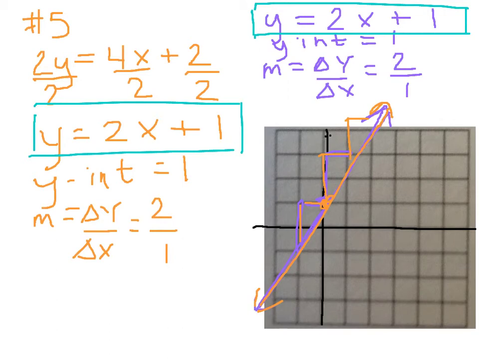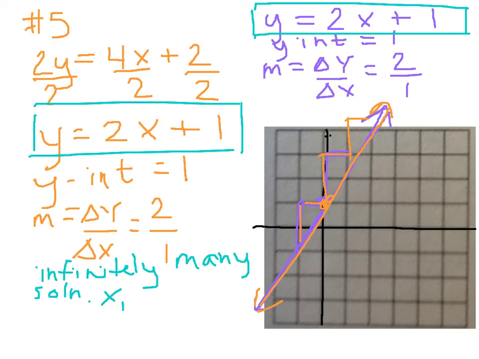So in this one here, the answer is infinitely many solutions. It's always a little bit of a struggle for me to spell that word. And I say that it is every xy pair such that y is equal to 2x plus 1. And that's it. There you go.